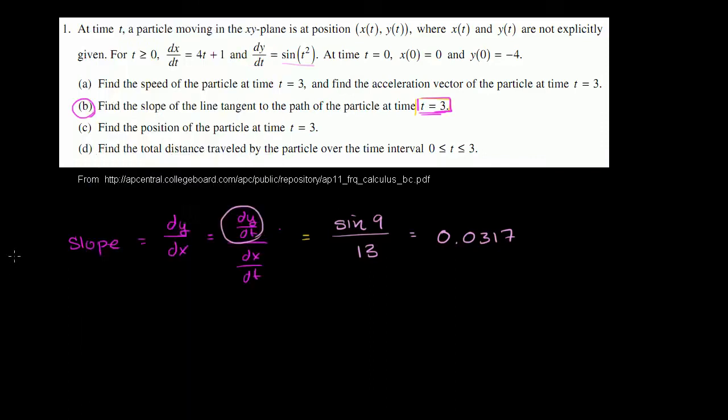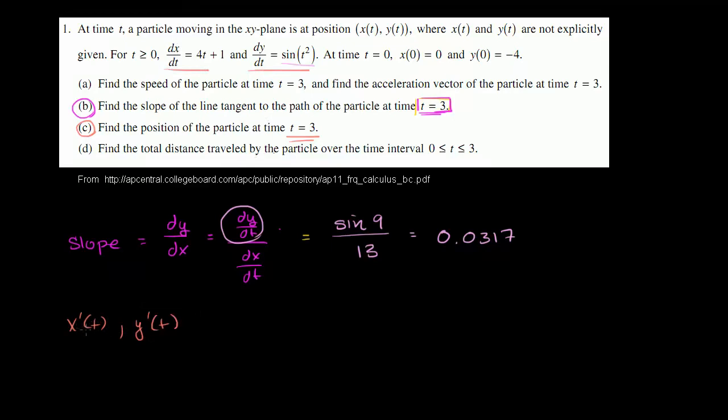I think we have time. We could crank out part C as well. Part C, find the position of the particle at time t is equal to 3. So they give us x prime of t and they give us y prime of t. This is x prime of t, this is y prime of t. We need to figure out x of 3 and y of 3.